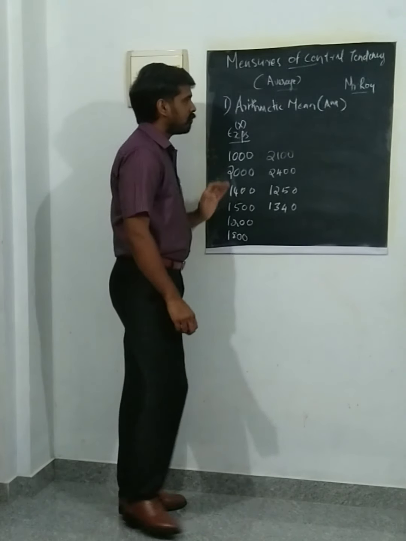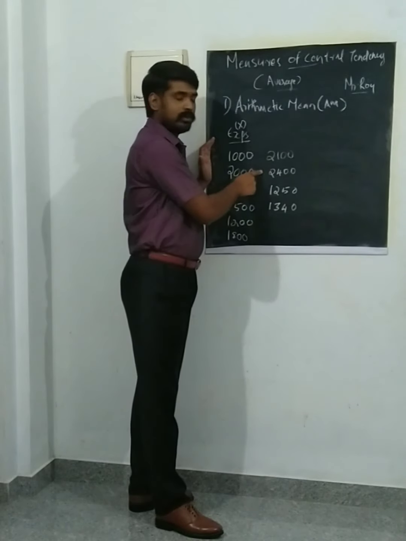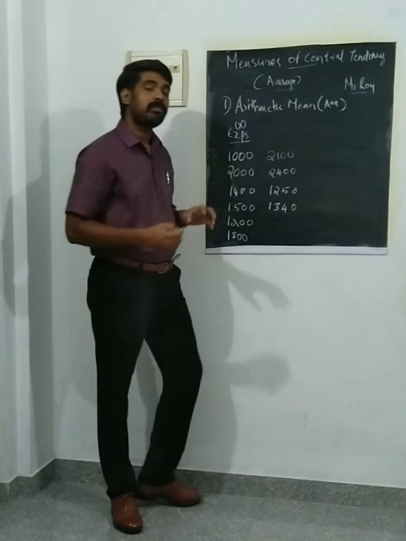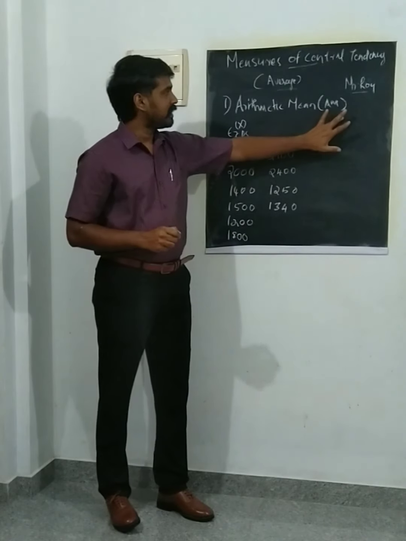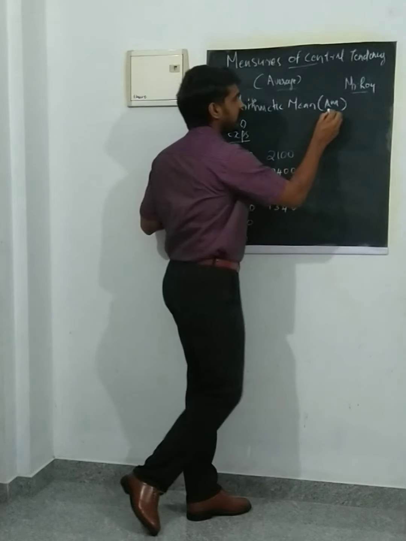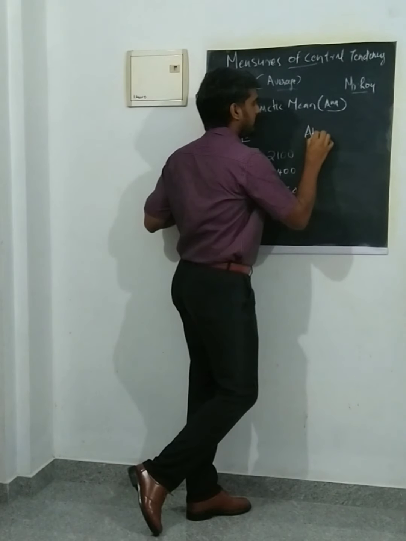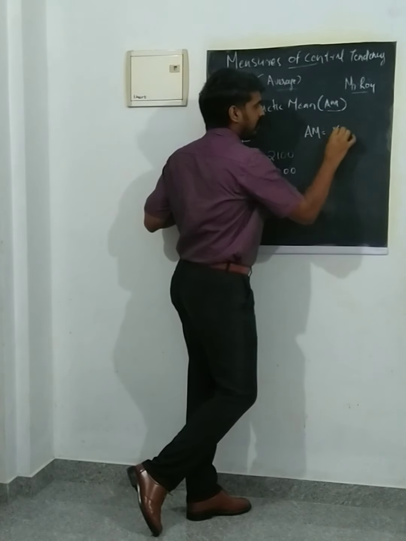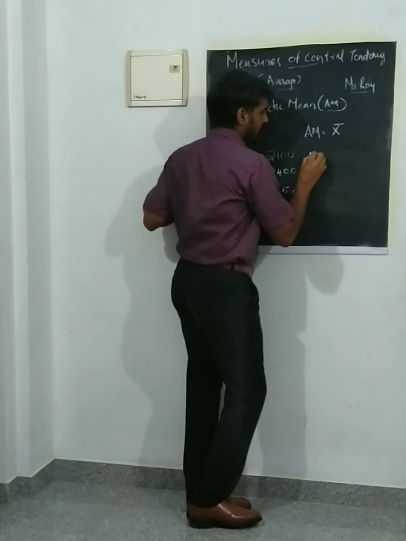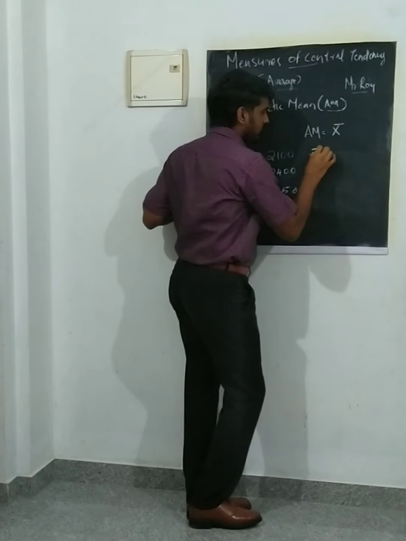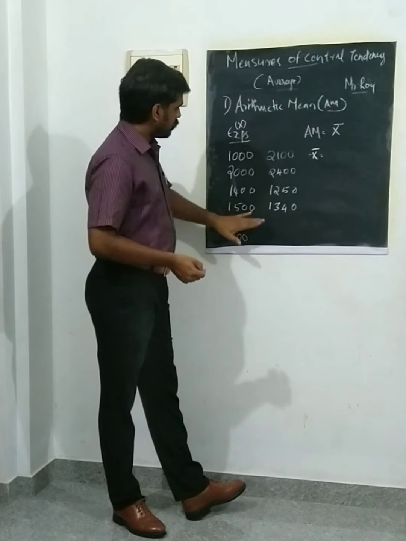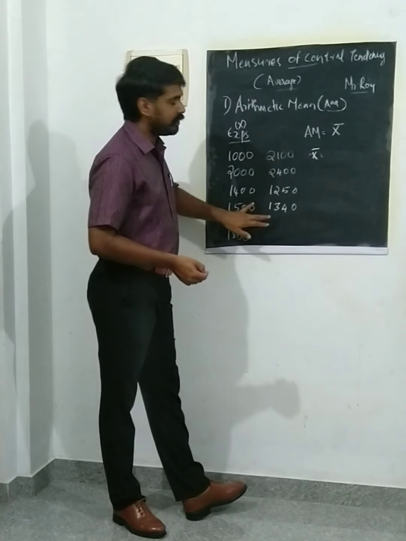So what we have to find out is the average of these sundry expenses. That means we have to find out the average expenses for 10 days for Mr. Roy. So we have to find the average, that is the arithmetic mean. Arithmetic mean is denoted as x bar, and what we have to find out is x bar. So we have to use certain formulas to find the average of the data.